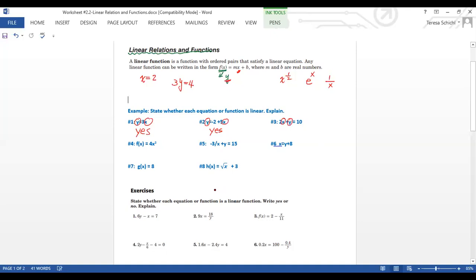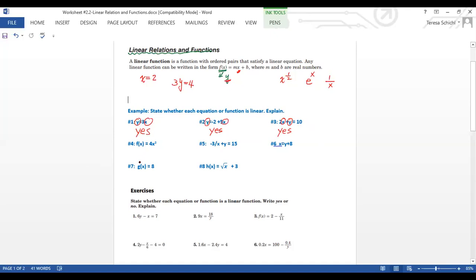So you take a look, you say, oh, the x and the y just by itself, they don't have any exponents or roots or in the fraction. So this is a linear function? Yes. All right, okay, so let's take a look.